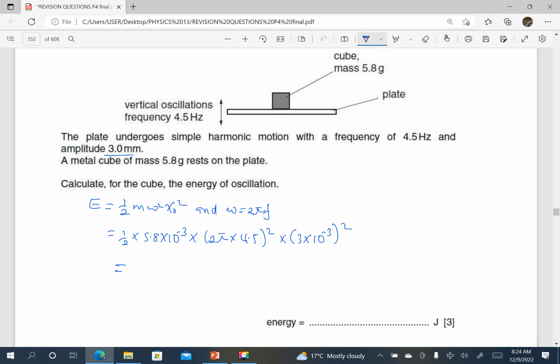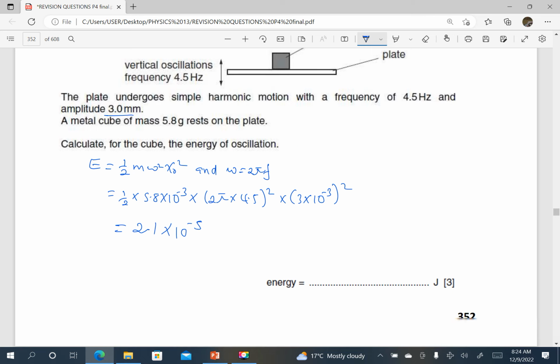So this is 2.1 times 10 power negative 5. So the energy of oscillation is 2.1 times 10 power negative 5. Do not write any answer which is not exact to less than two significant figures.